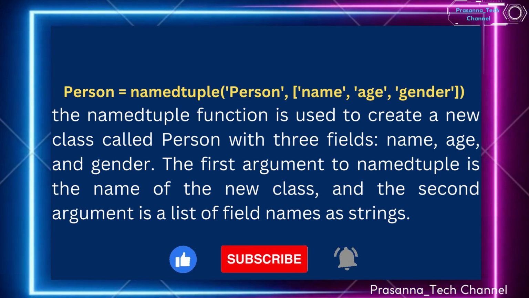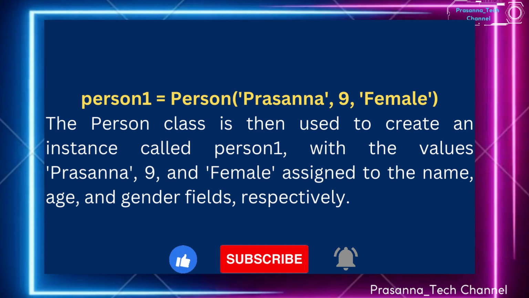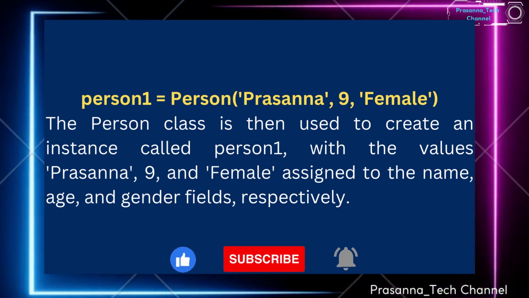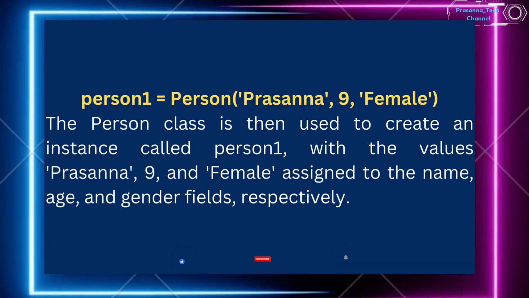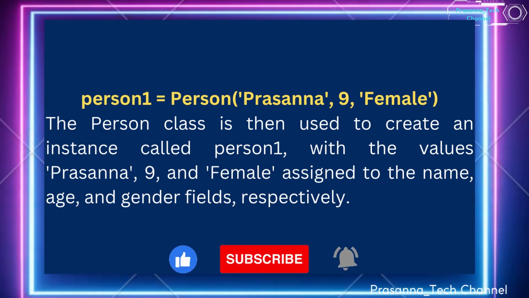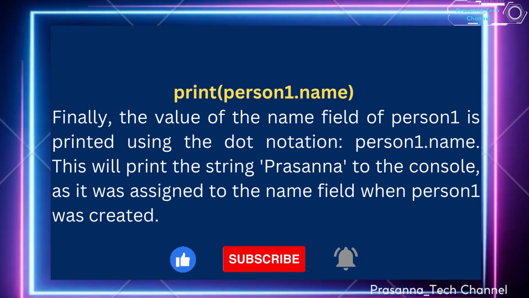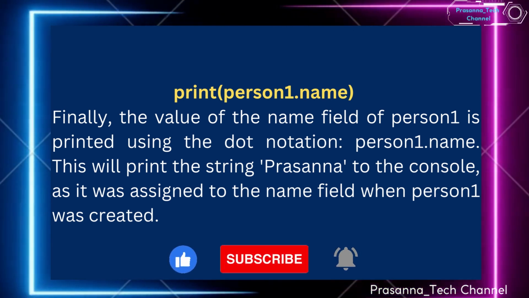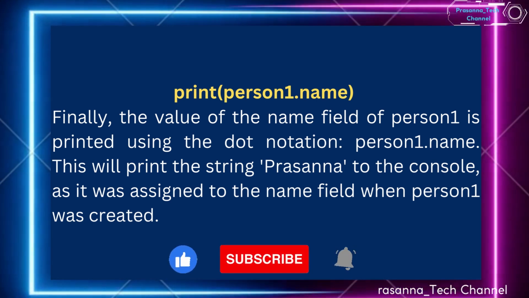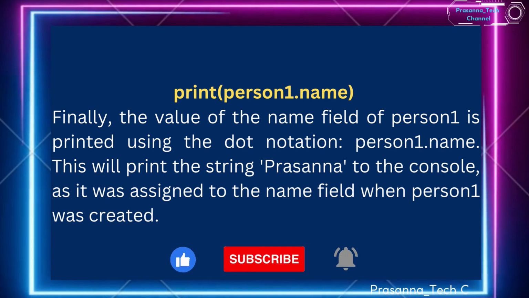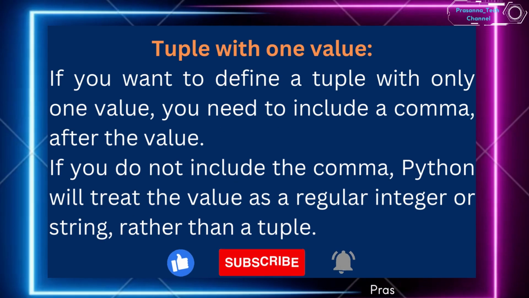Now I have created one more variable, that is person1 equals Person, Prasanna, 9, female. The Person class is then used to create an instance called person1 with the values Prasanna, 9, and female assigned to the name, age, and gender fields respectively. Print person1.name. Finally, the value of the name field of person1 is printed using the dot notation person1.name. This will print the string Prasanna to the console as it was assigned to the name field when person1 was created.